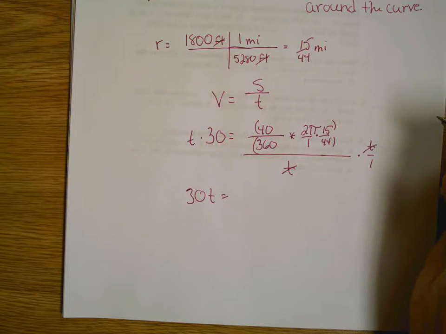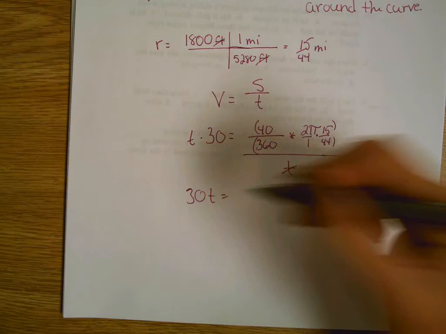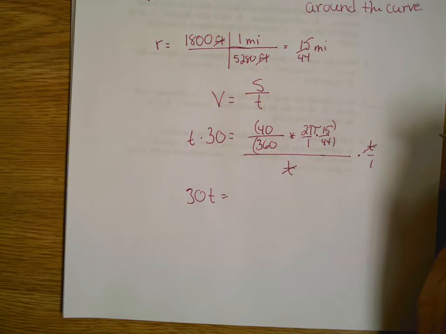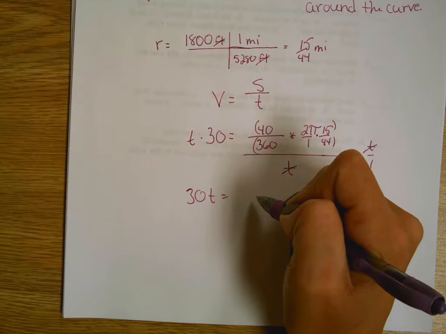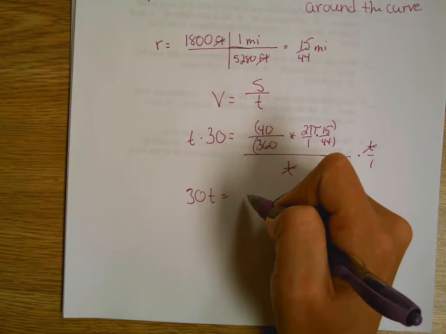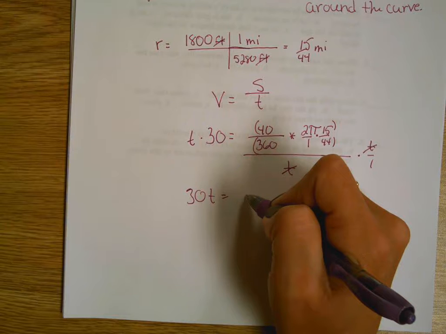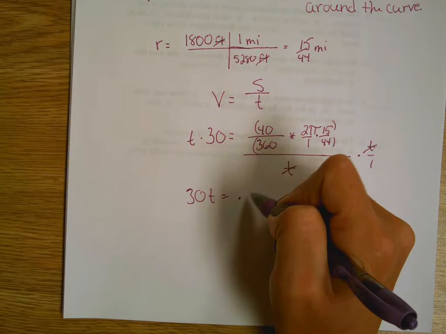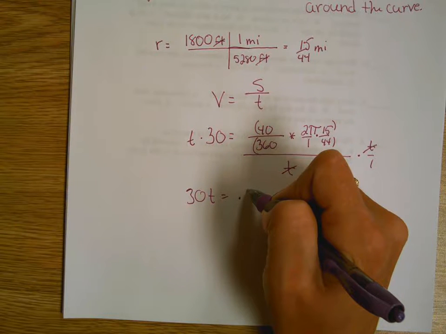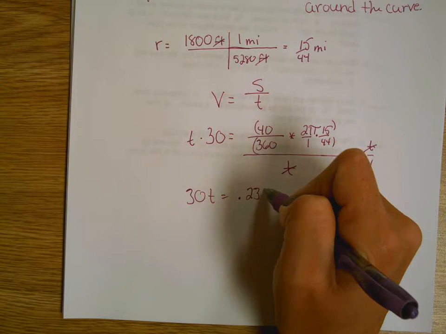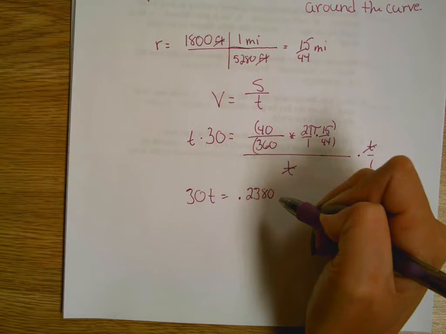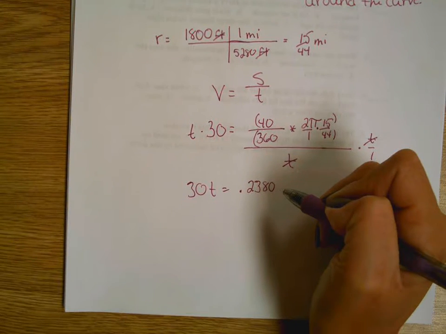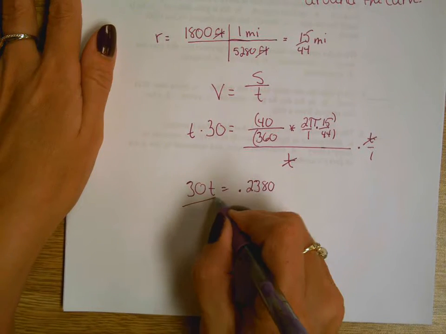Are we multiplying pi in or leaving it out at this point? Let's multiply it in, so we'll get a decimal anyway for t. What'd you get? Anybody? 2.374. Okay, so point, what'd you say? I got 0.2380. Alright, anybody else want to verify? Yes, okay. And then it's just a matter of dividing by 30.